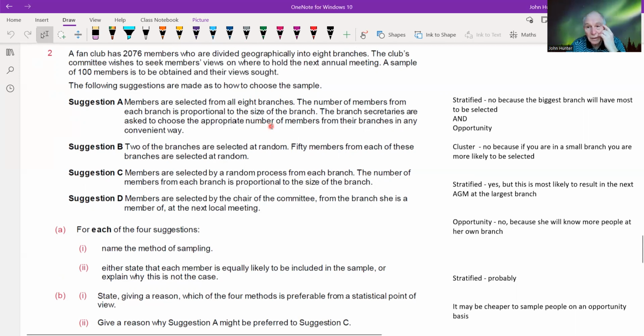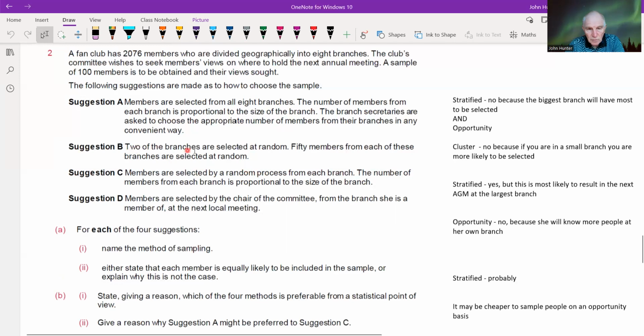So if one of the branches had a quarter of the members, then they would have a quarter of the people surveyed. So that quarter of that 100 would be 25. But within those 25, the branch secretaries are going to choose whoever. They might put them in a hat and draw them out, or they might just happen to do the first 25 people that they're in touch with, or whatever. It's just up to them.